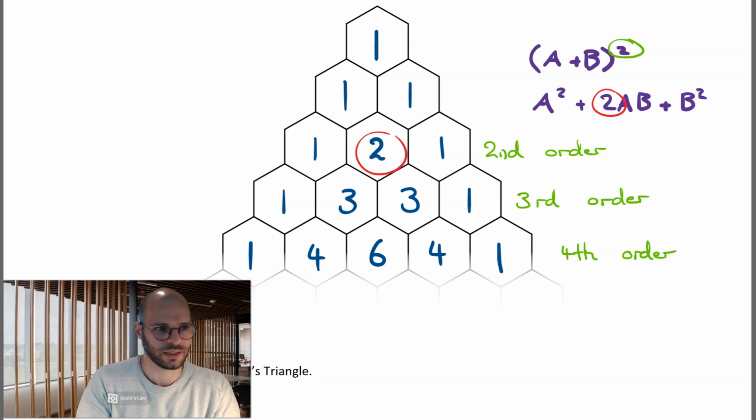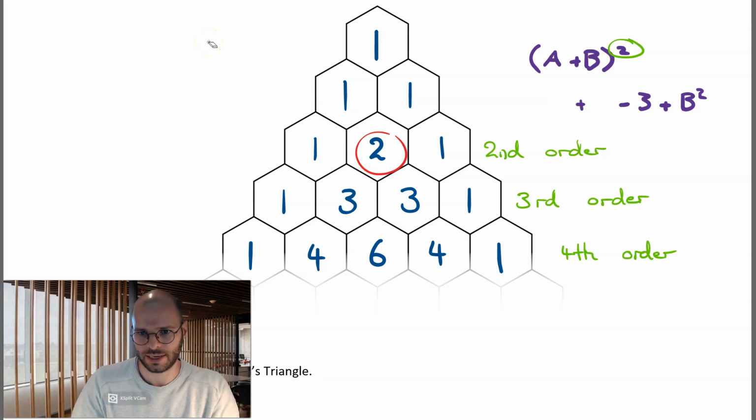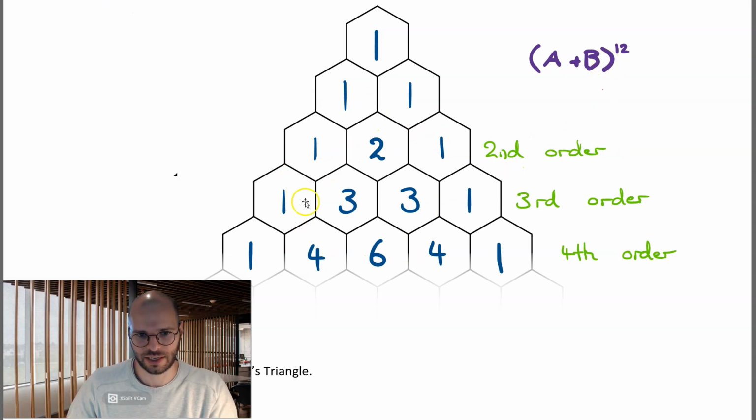So what you might be able to predict by now is that while we can expand stuff like (a + b) all squared, using Pascal's triangle we're able to expand stuff like (a + b) to the power of 3, (a + b) to the power of 4, (a + b) to the power of 12 if we wanted to do that, and we're able to do that by using the coefficients generated within this pattern over here.